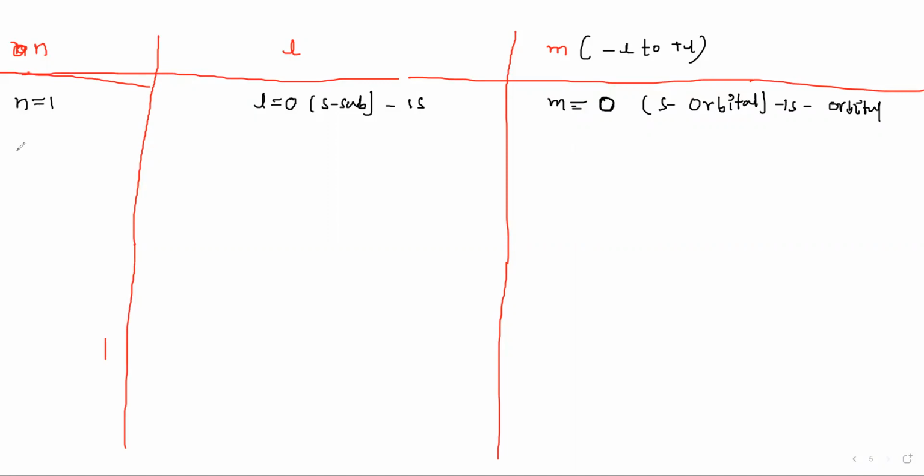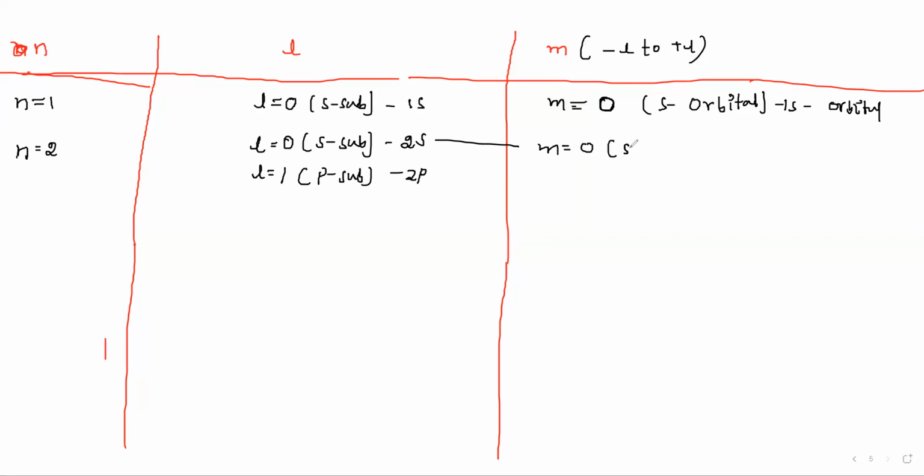Now if n is equal to 2, the principal quantum number value 2, the possible angular momentum quantum number values are L is equal to 0 and L is equal to 1. If L is equal to 0, we know already that is s subshell, and this belongs to the second shell, that's why 2s. And L is equal to 1, that is p subshell, and this is 2p. When it comes to this one, m value is 0, because minus 0 plus 0 gives 0. That is also an S orbital.